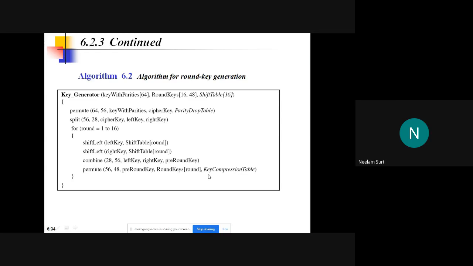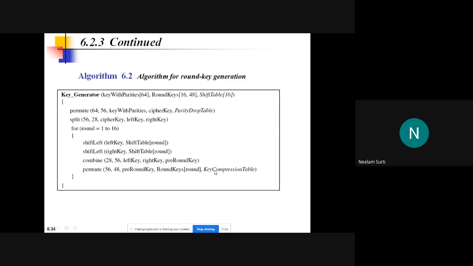Again, I'm telling you that you have to implement the DES algorithm. After your midsem exam is over, I will provide the deadline by which you have to complete this DES. It is not so hard to implement, because the important part is all the tables. Once all the tables are with you, it is very easy to plug in the input and directly get the output, because only tables are there.